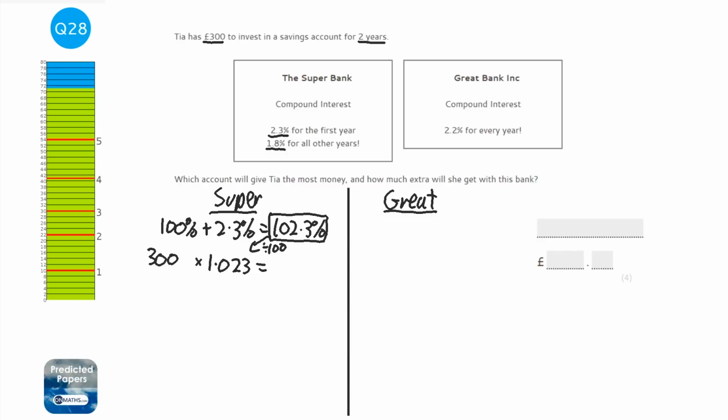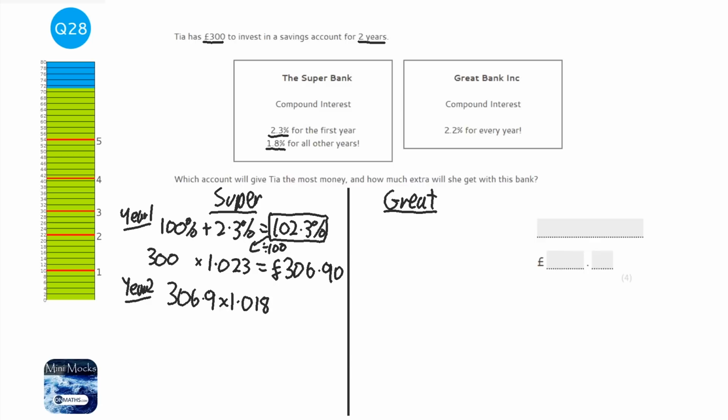So if I times 300 by that, that will tell me what we have after year 1. So let's calculate 300 times 1.023. You might need to press S to D. And that is £306.90. Okay, so that's year 1, and we might as well just write year 1 somewhere. Okay, so year 2, we've got that £306.90, and we need to work out the multiplier for 1.8. So I could go through the same method as before, but actually when you start using multipliers you realise how to just go straight there.